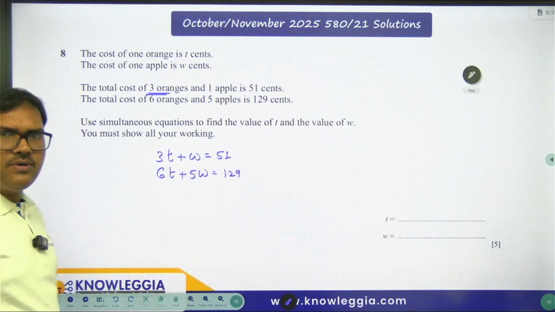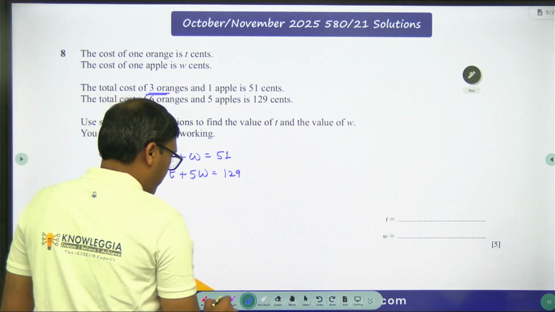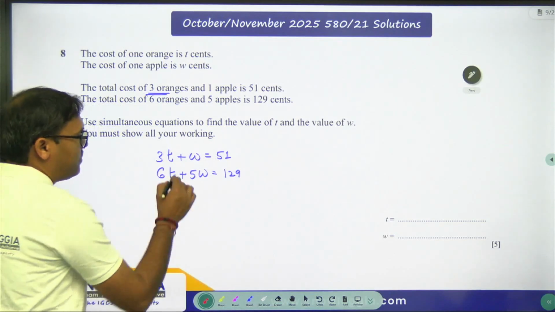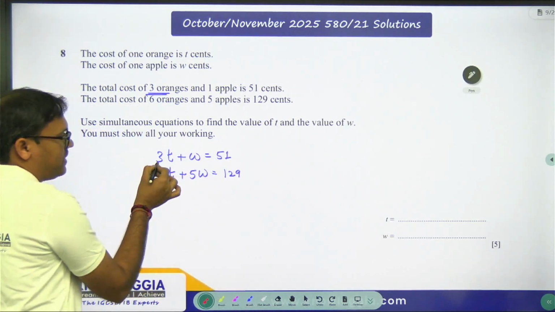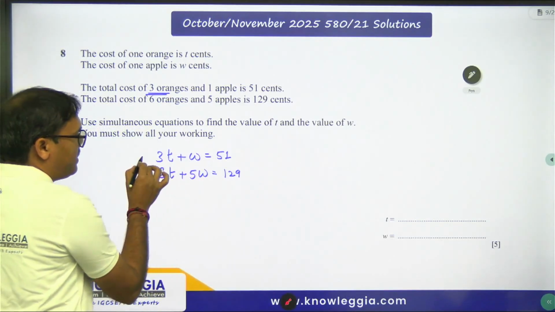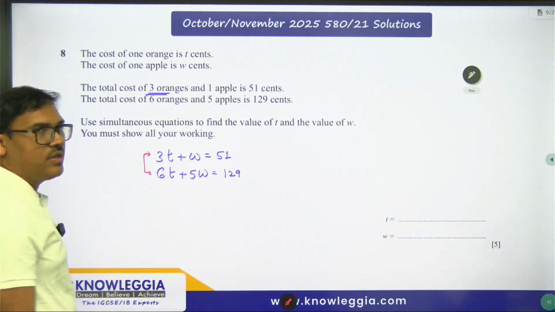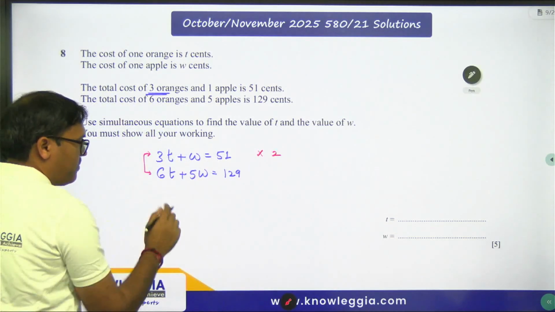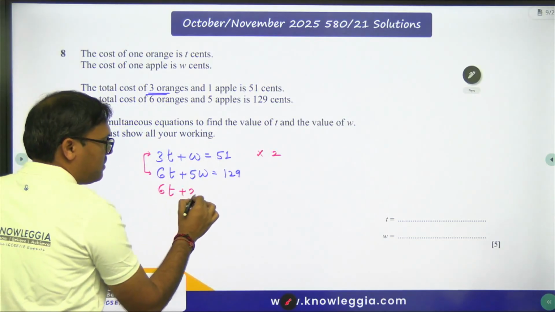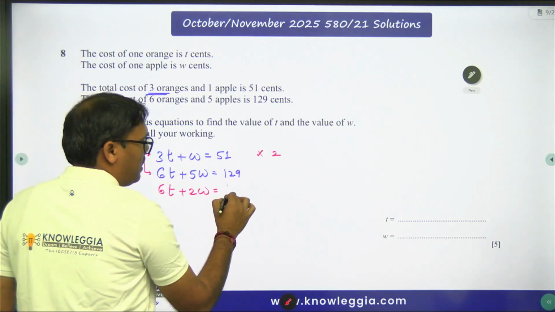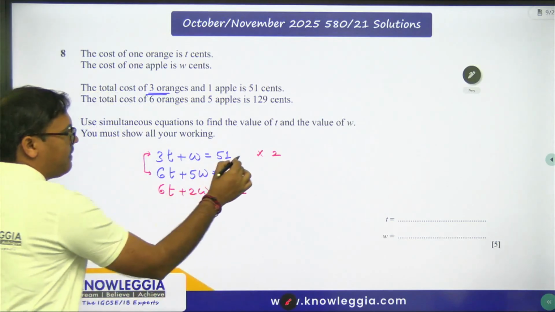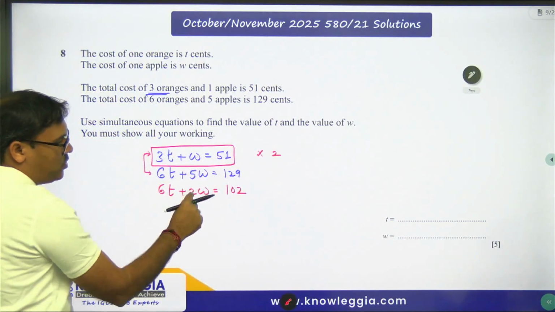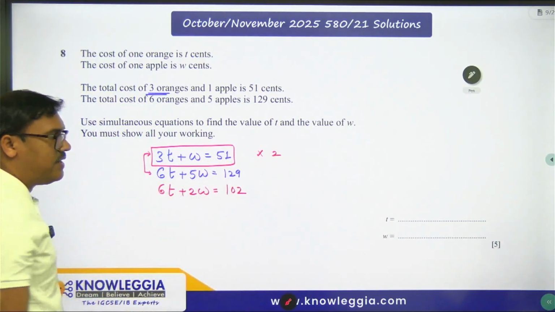Now you have to solve this simultaneous equation. You can use either the substitution method or the elimination method. You can see the coefficient here is 3 and here it is 6, so we can make these two terms the same. How can you make this the same? I will multiply the first equation by 2. The equation will become 6t plus 2w is equal to 102, and I hope this is clear.